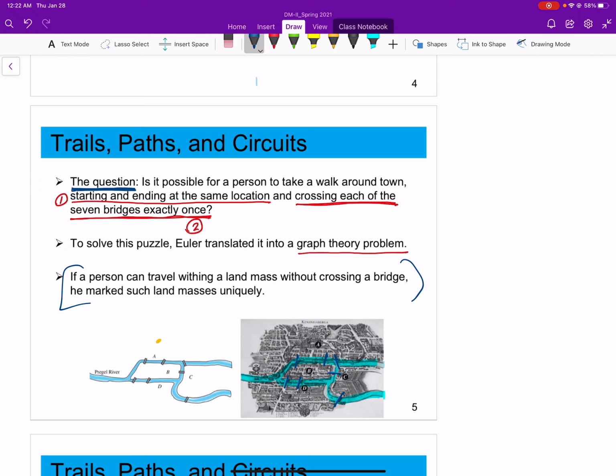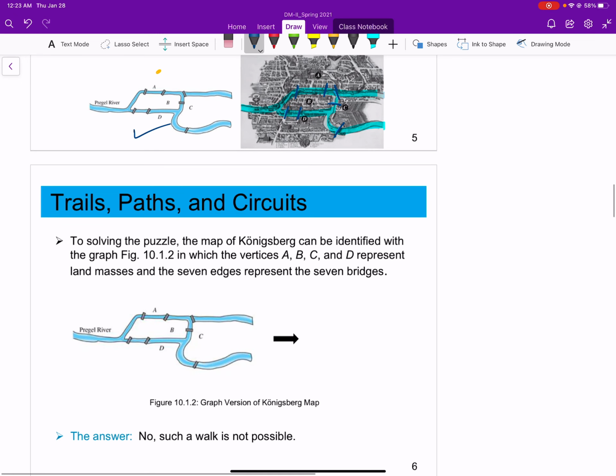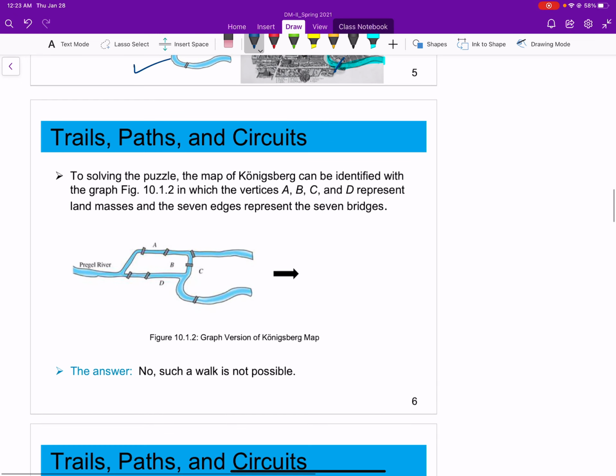And then go to the next part. Let's say he's here now. He can go anywhere in this area without crossing a bridge. So he marked that as a different letter, which is D. And then this as C, that as B. All right, so those are the land masses. He found 4 land masses. That's marked right here. All right, so let's go to the next slide.